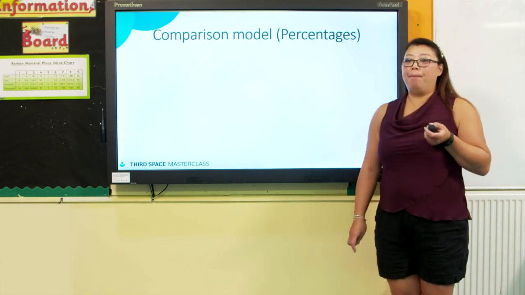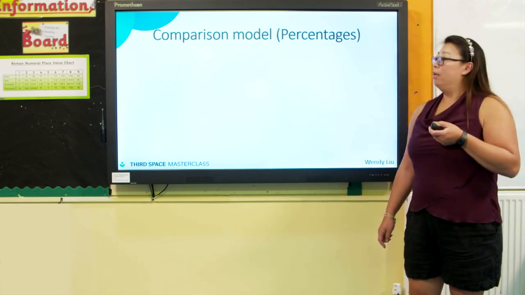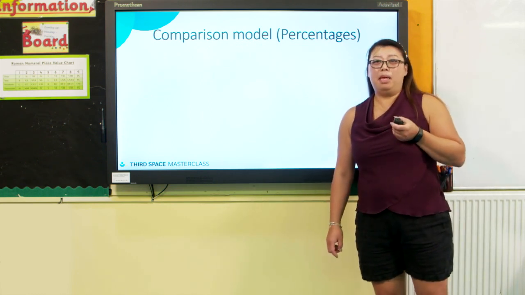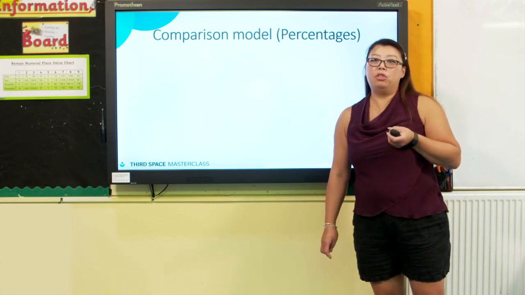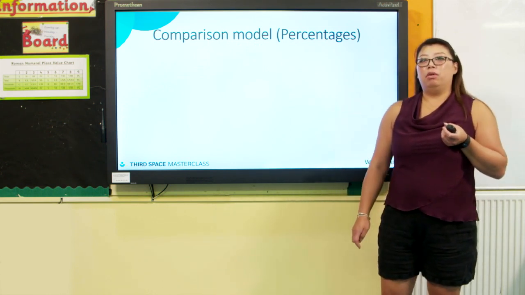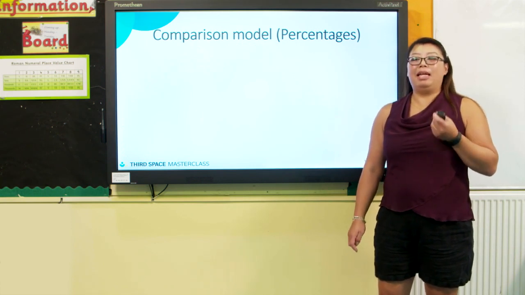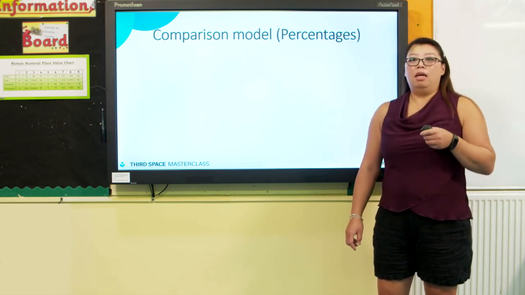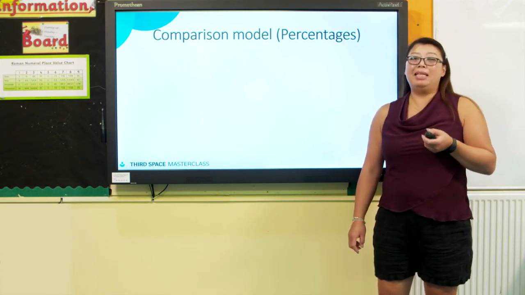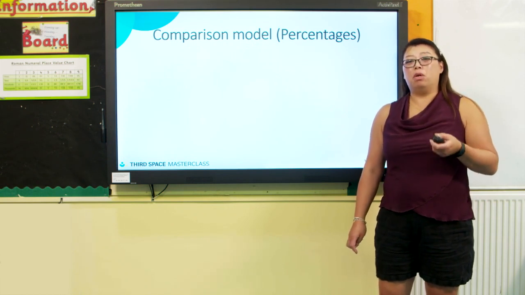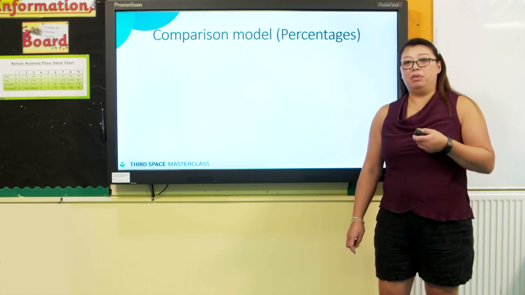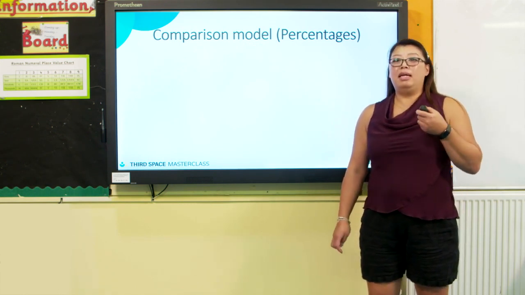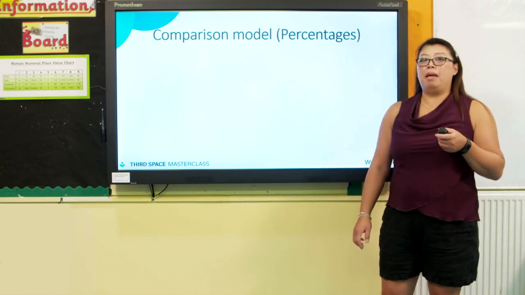Okay, let's go on to a percentage model now. Now, the percentage model can start to get a little bit more complex, especially if children cannot or do not understand the link between percentages and fractions. Having the ability to understand that 25% is the same as 1/4 of the whole, and that 50% is one half of the whole, and that 20% is 1/5 of the whole, is really important for children to be able to split the bars here.